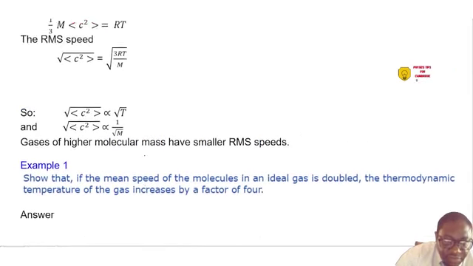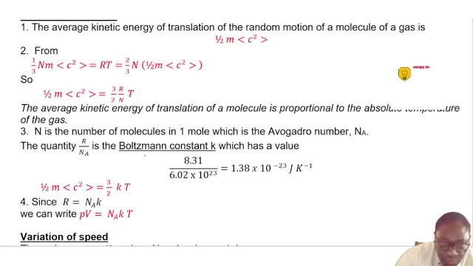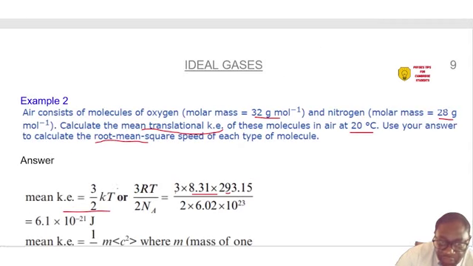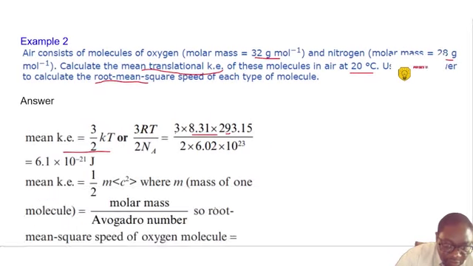This is from the equation that we showed, the kinetic energy being equal to 3 over 2 kT. We can simply use the Boltzmann constant here in place of that. So 3 over 2 kT is just the same as saying 3RT over NA. So we could use the Boltzmann constant, which is 1.38 times 10 to the power of minus 23, and still get the same answer. So that will be 6.1 times 10 to the power of minus 21 joules.